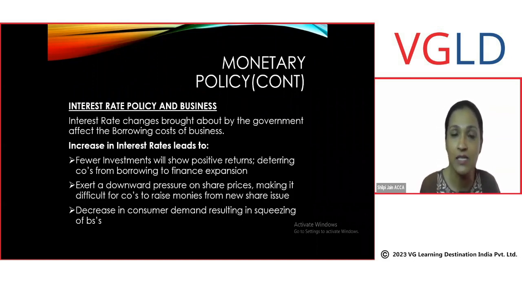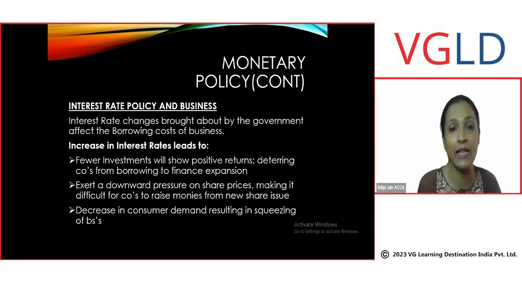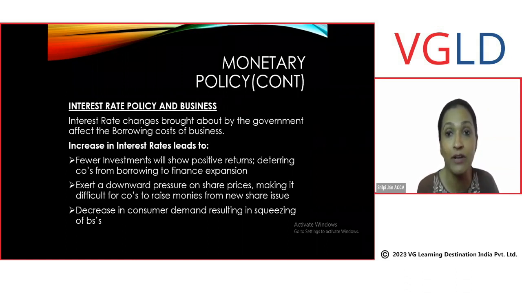Everybody okay with this? Any doubts in this? That is how the government is regulating the supply of money in the economy via the monetary policy, the monetary tool of interest rates, as well as the amount of money in circulation, as well as the supply of money. Okay with everyone?